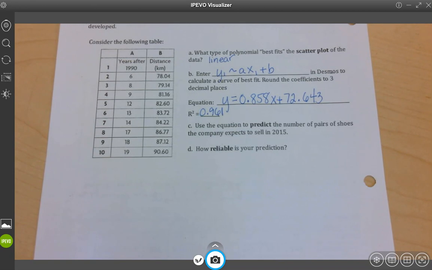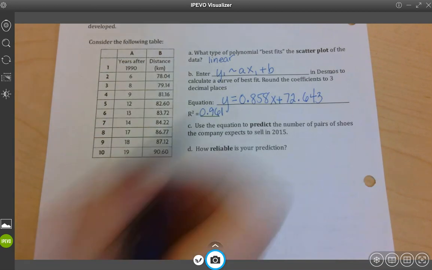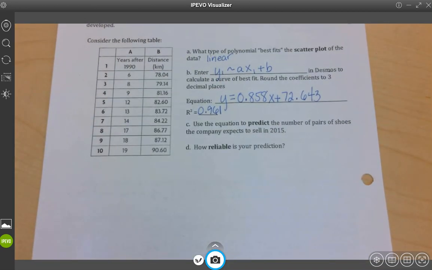Where does the 1 go? Which one? The little one? Oh, this little one here? Yeah. Okay.